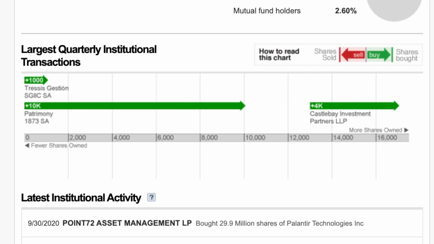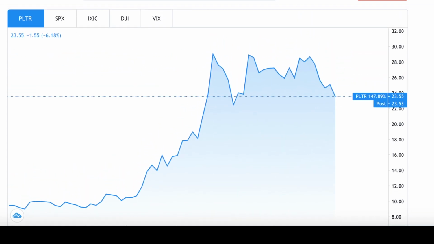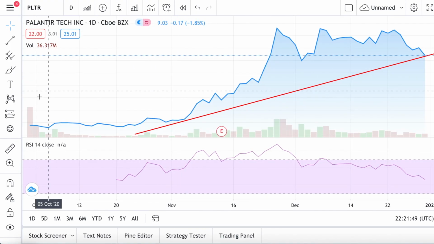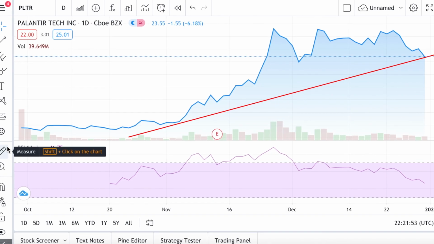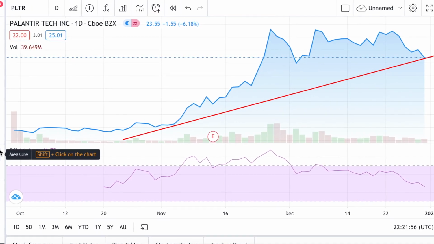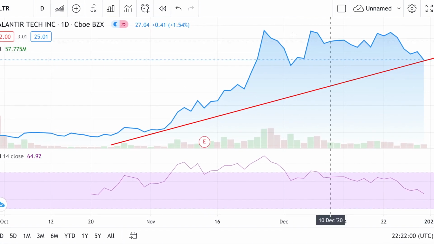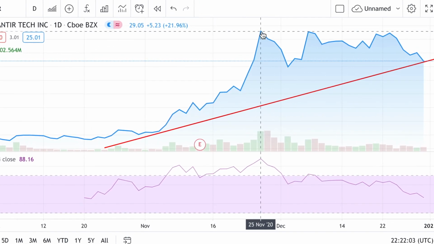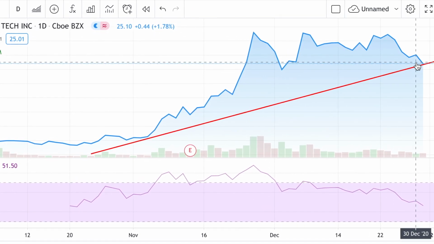Have a quick look at the Palantir stock price. So currently the stock is traded at around 24 US dollars. The market cap is around 40 billion US dollars. So let's have a quick look at this chart. As you can see here on this red line, it is still on an upward trend. But as you can see here, it's trading sideways from 25th November 2020 up to now.